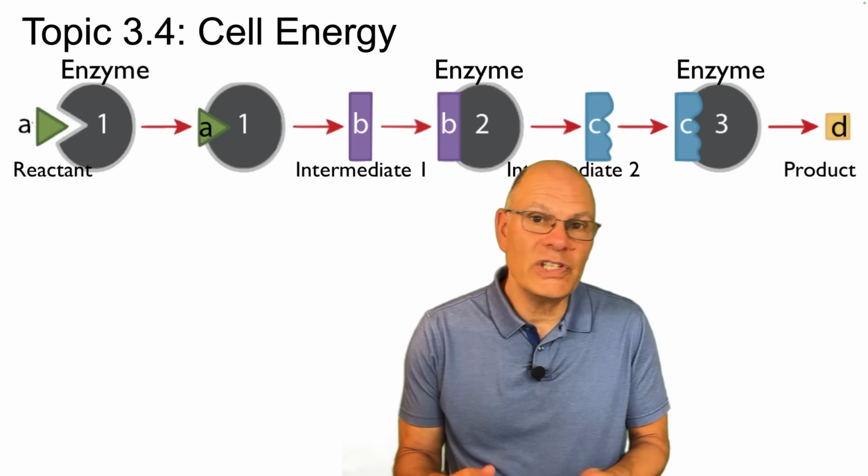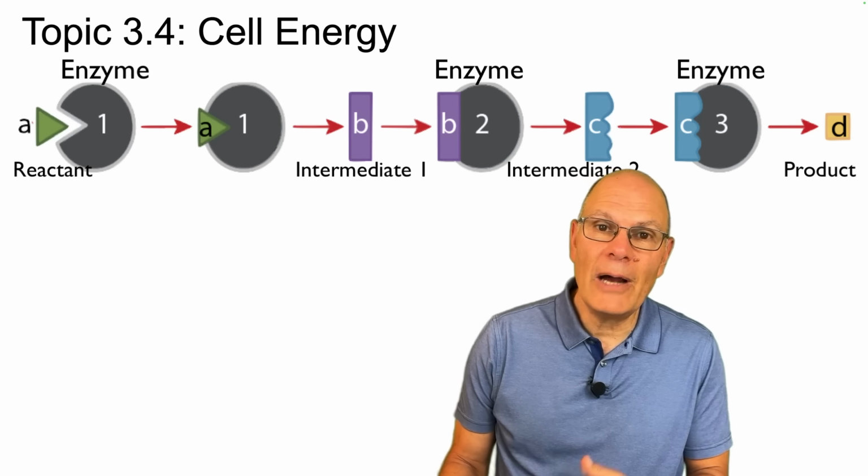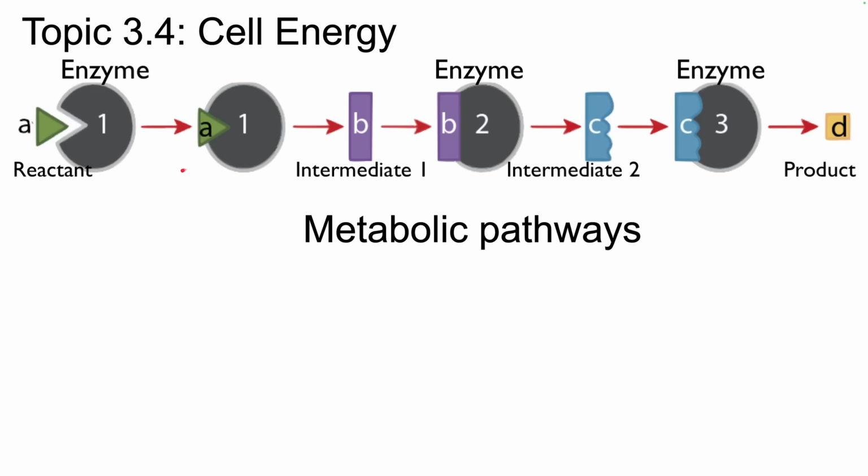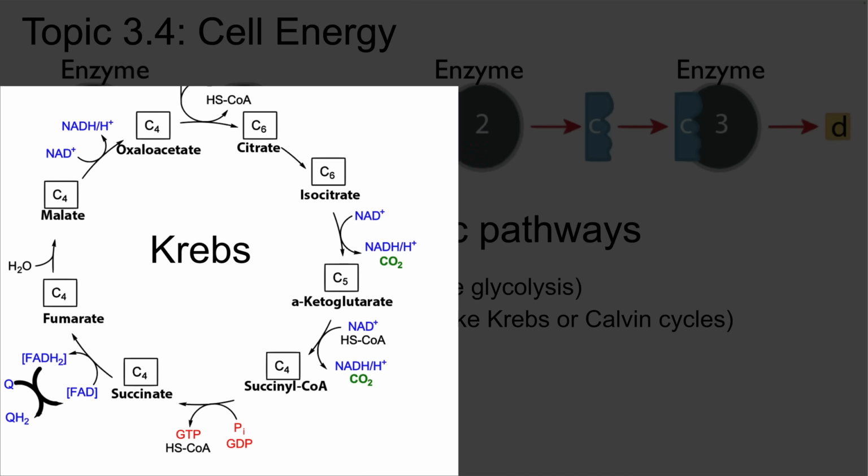Topic 3.4, cell energy. A lot of what you learn about in Unit 3 are metabolic pathways. Metabolic pathways are linked series of reactions, all controlled by enzymes, where the product of one reaction becomes the reactant for the next reaction. So here's the product and it's the reactant for the next. These metabolic pathways can be linear, like glycolysis, or they can be cyclical, like the Krebs cycle or the Calvin cycle. And in that case, the ending compound is also the starting compound.